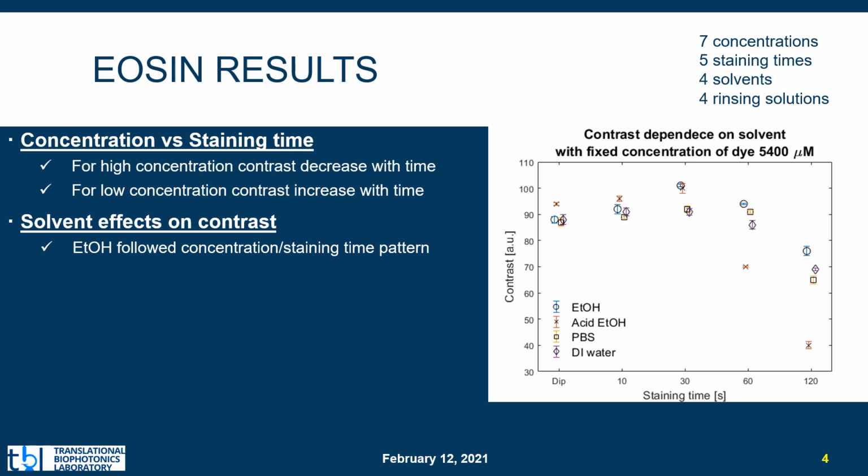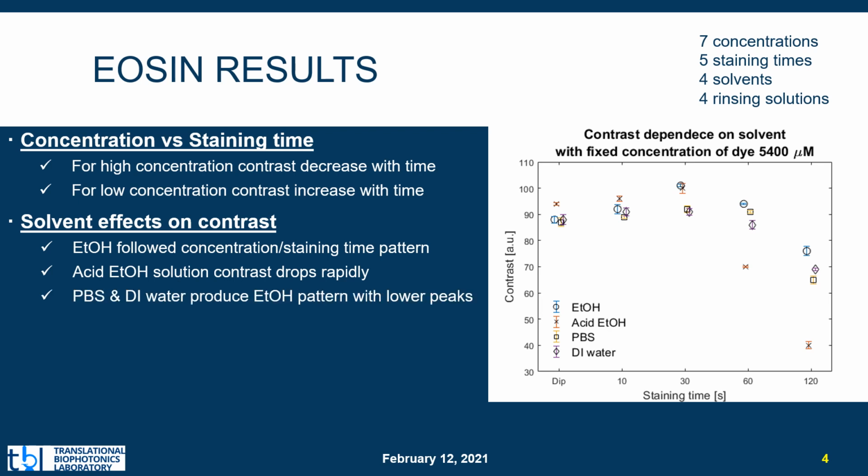We observe a fast decline in contrast when we diluted eosin with acid ethanol. We think that this happens either due to the rapidly changed pH value of the dye caused by mixing with the sample or due to the mechanism of dissolving eosin in acid ethanol. Finally, PBS and DI solvents do not present any noticeable feature except that peak contrast values are overall lower than for ETOH, indicating that ethanol is a preferred solvent for best contrast using eosin.